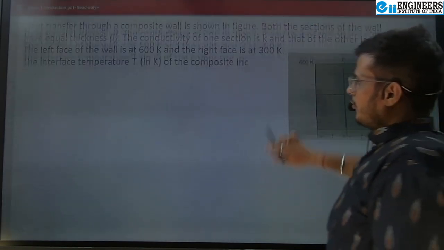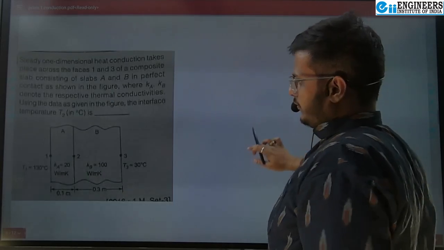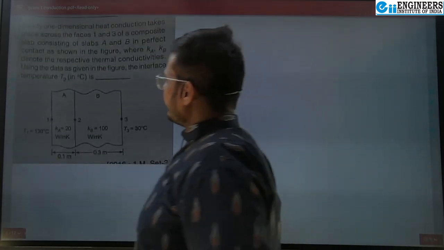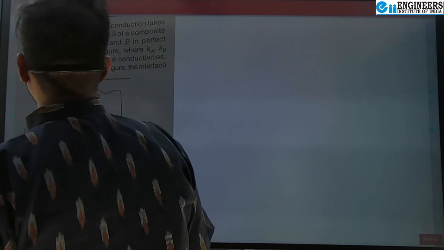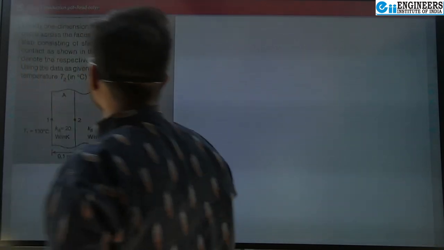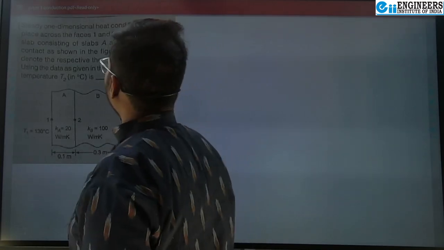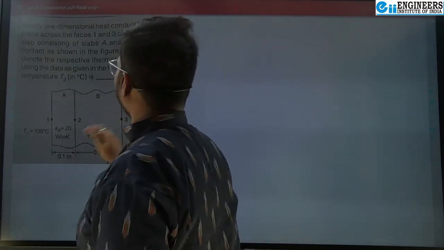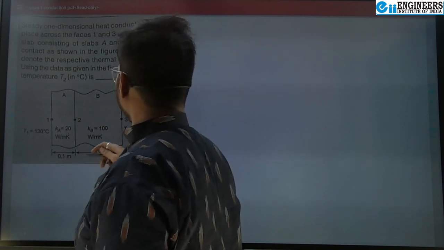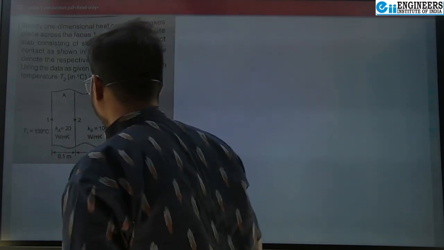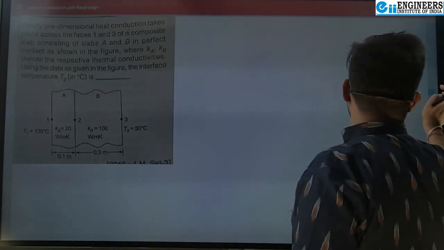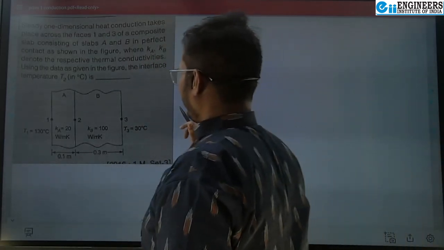Now we will move on to another question. So what does it say? It says that for a steady one-dimensional heat conduction taking place across phases 1 and 3 in perfect contact in the figure, where K and Kb denote the thermal conductivity, we have to calculate the interface temperature T2. The same question like we solved, just see how you are going to solve it.